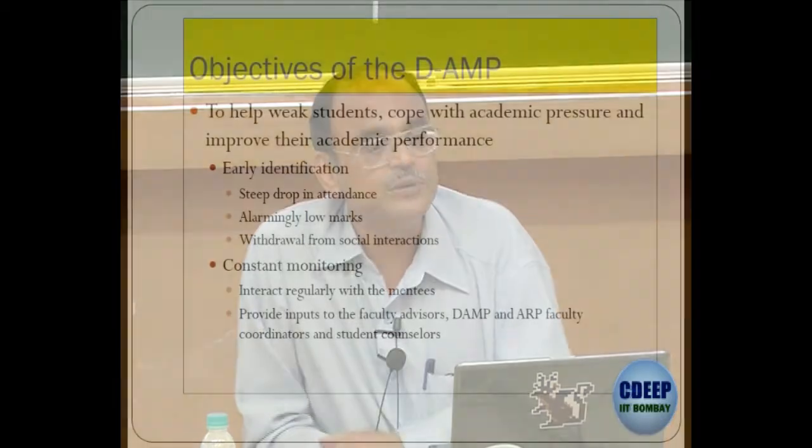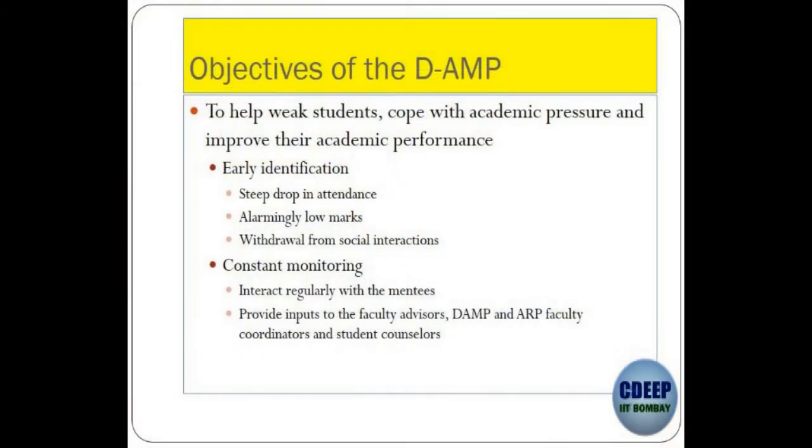So what is it that we do? Well, there are some telltale signs that we look out for. The telltale signs as to whether a student has got into trouble or is likely to get into trouble are the steep drop in attendance, and the alarmingly low marks the student is getting consistently in different subjects. That's also a telltale sign. And most importantly, the withdrawal from social interactions. All our students stay on campus, and it is very easy to identify if a student is not interacting with his wingmates, with his hostel mates.